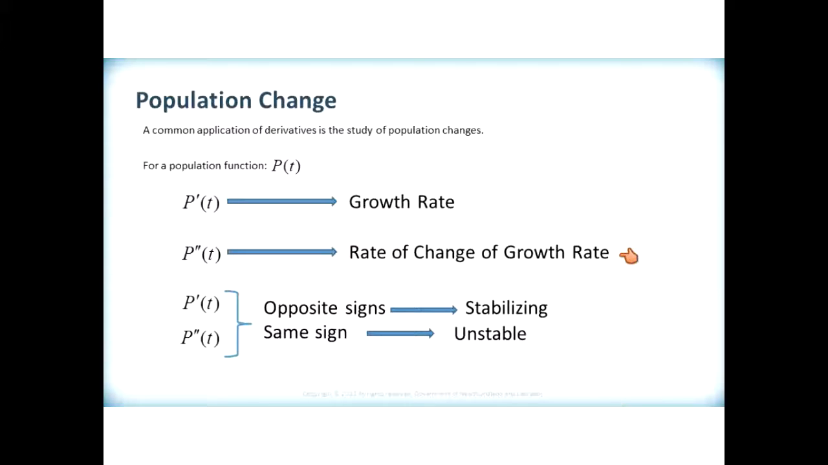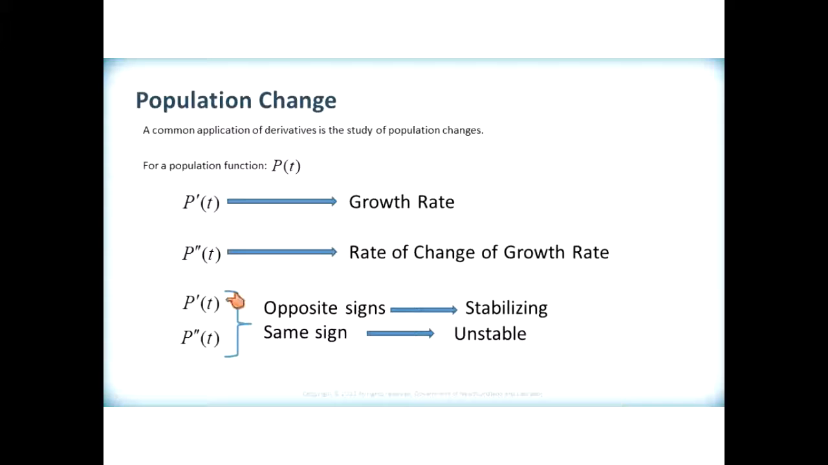So it tells you, based on what we know about the growth rate, whether or not the population is increasing or decreasing. When we compare the growth rate to its rate of change, we can learn a little more detail. Let's say we have a positive P prime, a positive growth rate, but P double prime is negative. Although our population is growing, the rate at which it's growing is starting to level off a bit. If that's happening, we call that a stabilizing population.